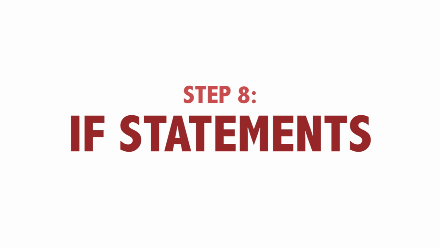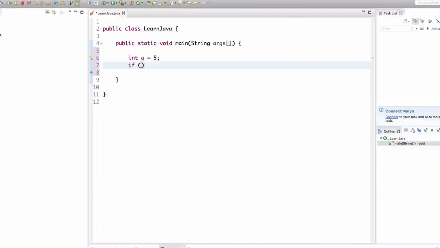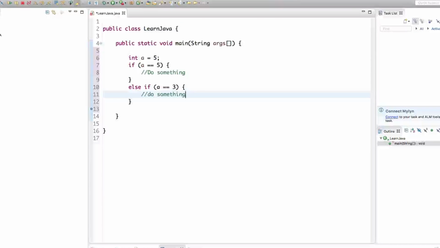In Java, you can make decisions by using if statement. Let's say we want to do something if a is equal to 5. So we write if, opening parenthesis, a equals 5, closing parenthesis, and put curly brackets. The code that is inside curly brackets will be executed if and only if a is equal to 5. You can also add multiple conditions by writing else if. This means that firstly if condition is checked, and if it's not true, then the other condition else if is checked. You can also add else, which is executed if none of the conditions are met.